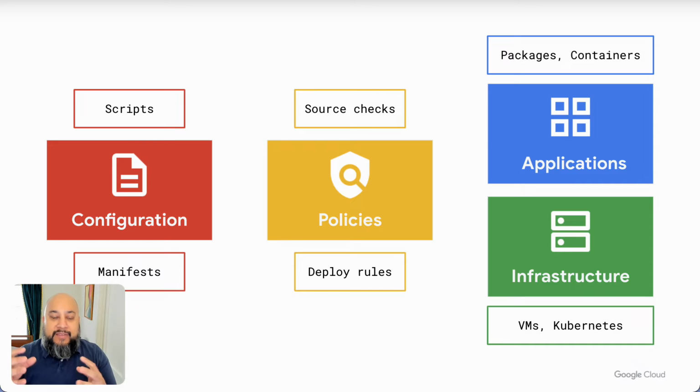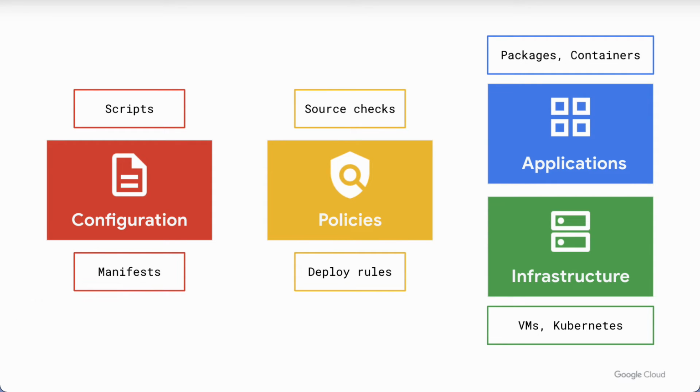Now, when you look at this, these are some of the resources that we tend to see when we talk about these components, right? For configuration, that's either captured in scripts or in manifests. For policies, that could be things like running source checks or maybe some rules or guidance around what we can or cannot deploy. And then on the base infrastructure, so on the bottom half, that may be our compute layer, right? So either things like VMs or running on Kubernetes. And then the application infrastructure is moving up a little bit. And now we're talking about things like packages or containers, right? So this is where we put all that stuff together.